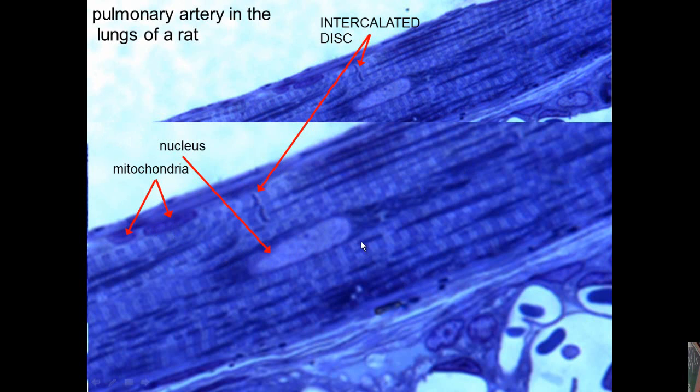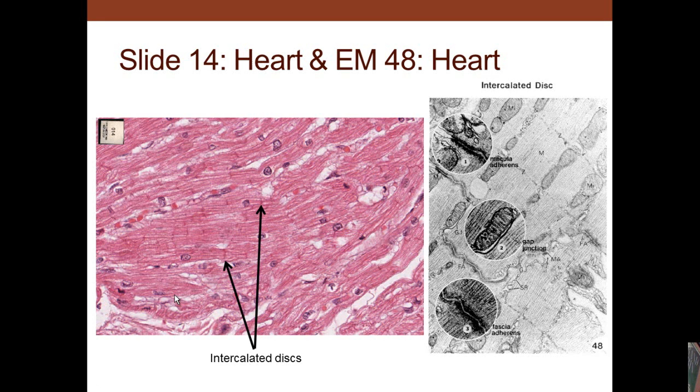And here we can see the A band and the I band. You can see the Z line in the I band, and if you look real closely, you can see a lighter H band, the H band within the A band itself.